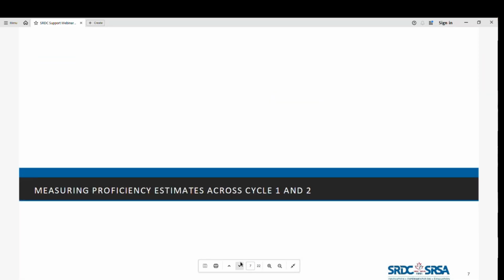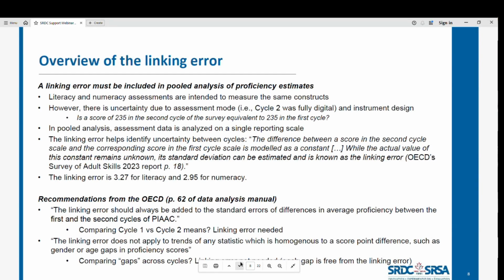Yeah, thanks, Shine. So Ashley and I are going to talk now about running pooled analysis, and I'm going to quickly cover one of the first considerations if you are taking cycle one and cycle two data and pooling it together. This is for cases where you would be looking at proficiency estimates in literacy and numeracy. And this is what's called the linking error. It took me a little while to wrap my head around it, but essentially that linking error must be included in any pooled analysis that includes proficiency estimates. And here it would just be literacy and numeracy, since they do have the soft trend between cycle one and two, and in particular they are intended to measure the same constructs, so literacy skills and numeracy skills.